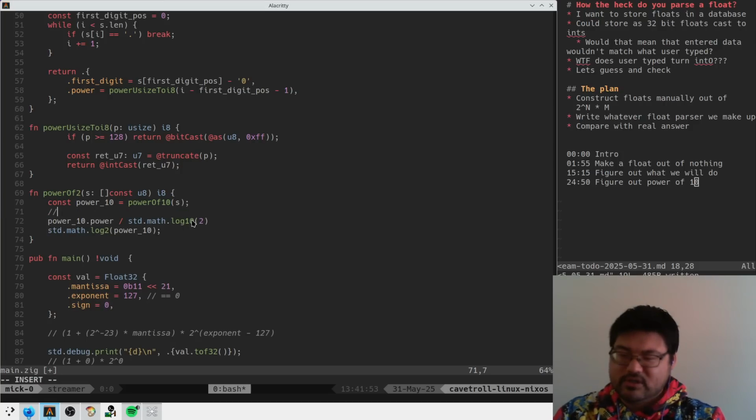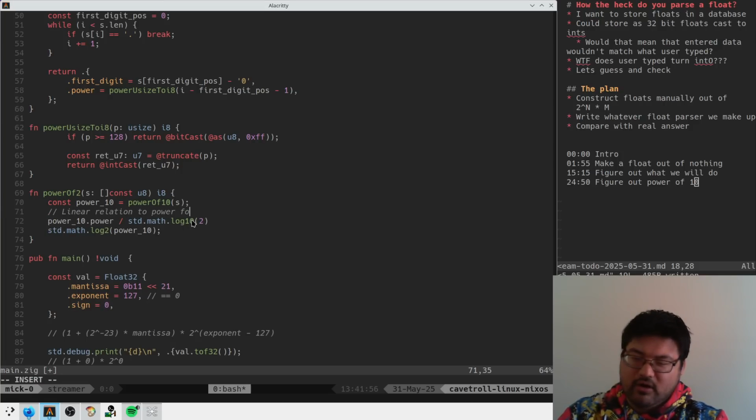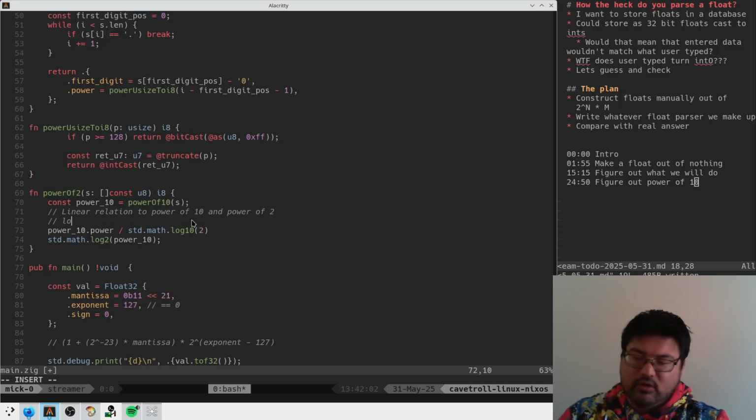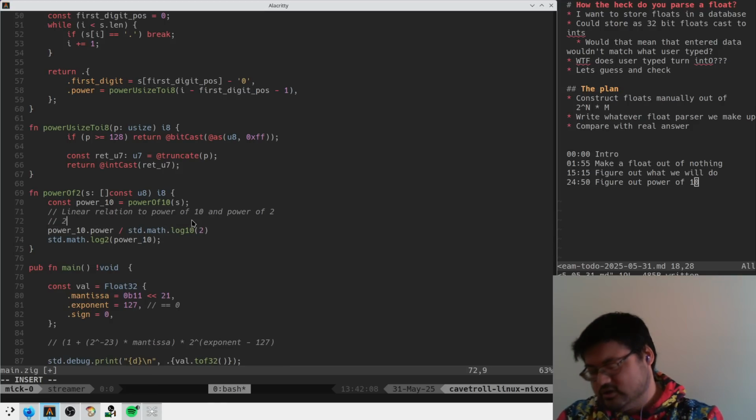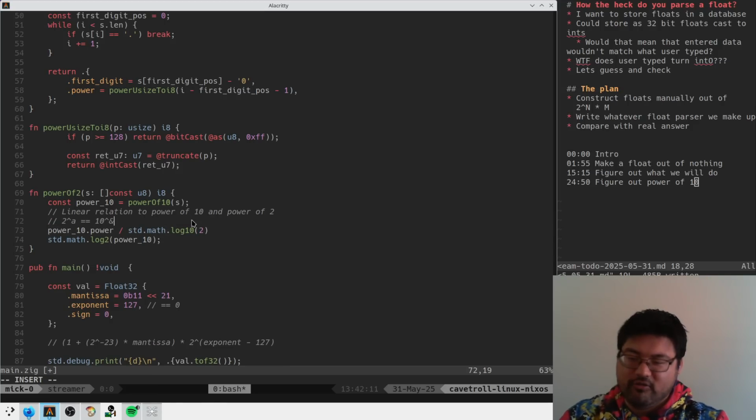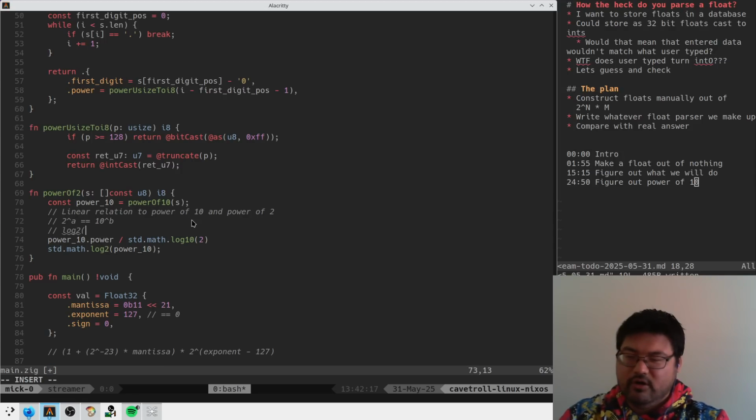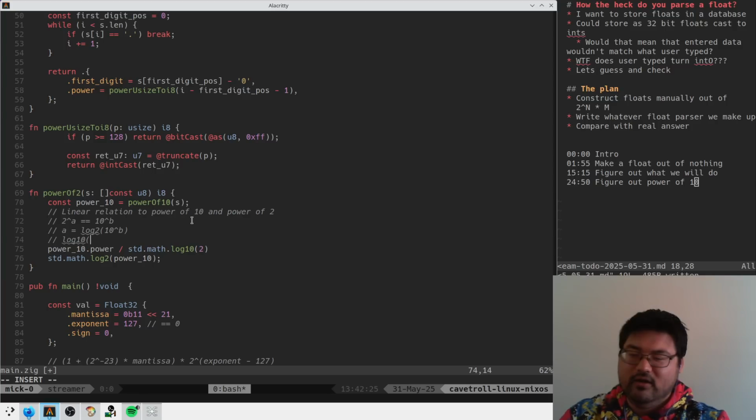I understand that there's a linear relationship between power of 10 and power of 2, right? And it's log base 2, which comes from the idea that 2 to the power of A is equal to 10 to the power of B. If you're trying to solve for A, you log 2 both sides, so A equals log 2 of 10 to the B, which Wolfram Alpha is expressing as log 10 of 10 to the B over log 10 of 2. That's what it's expressing this as.